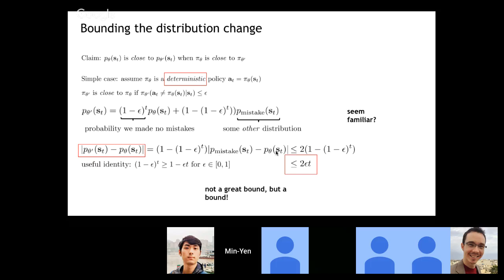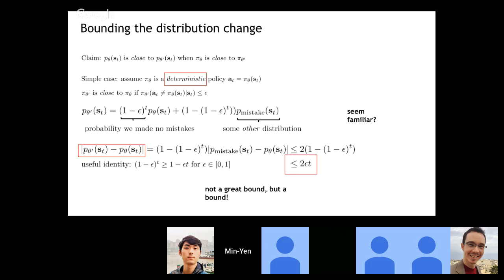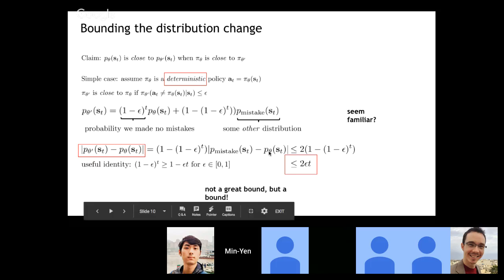That means this total variation divergence has a maximum of 2. So that's why you have less than or equal to 2 times 1 minus epsilon to the power of t. And using this identity, you can further summarize it to less than 2 times epsilon times t. Sorry. Yes. Let me understand why the upper bound is 2, because the first term is p mistake minus p theta.